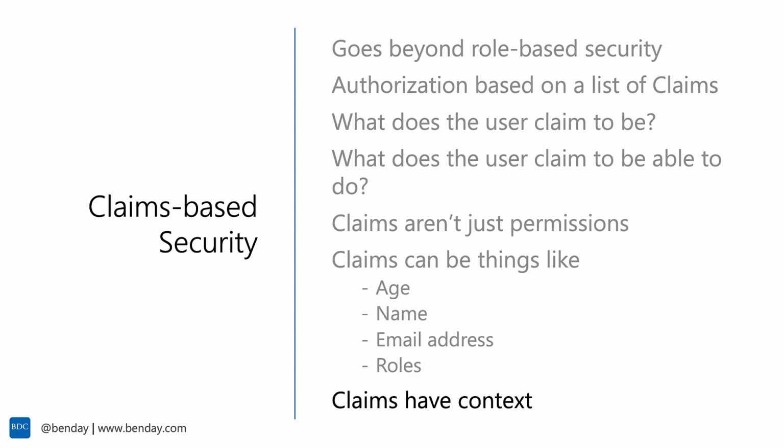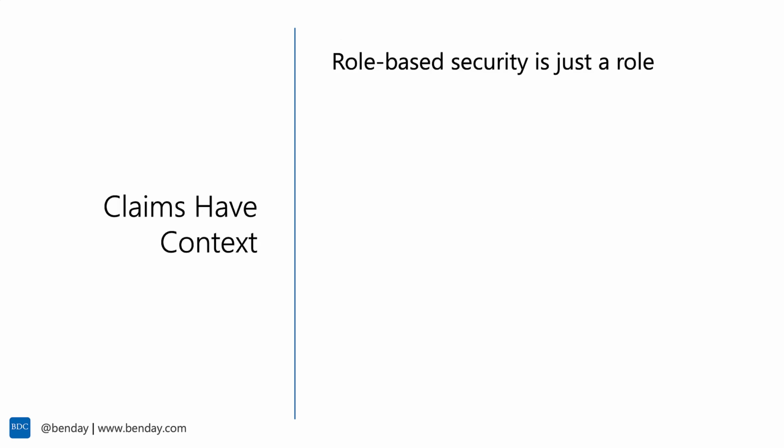And what I think is cool and helpful about claims-based security is that claims have what I think of as context. Let's compare it to role-based security. So role-based security, it's just a role. A user is a member of the role or they're not. And a role, really, if you're starting to look at the code, is just a string. A string that's the name of that role.